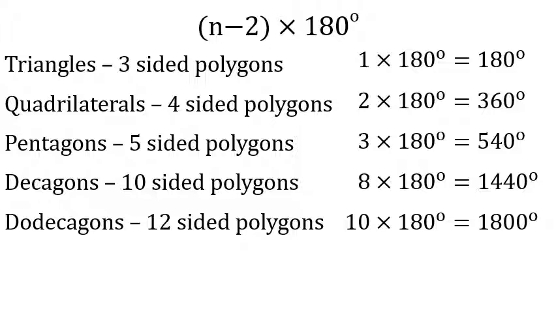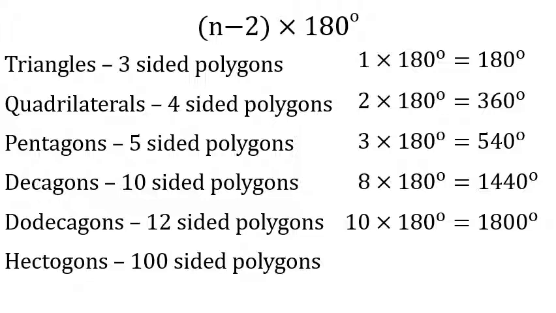So let's be really adventurous and calculate the sum of the interior angles in a hectagon. These have 100 sides. So in order to calculate the sum of the interior angles, we just need to multiply 98 by 180 degrees, getting 17,640 degrees.